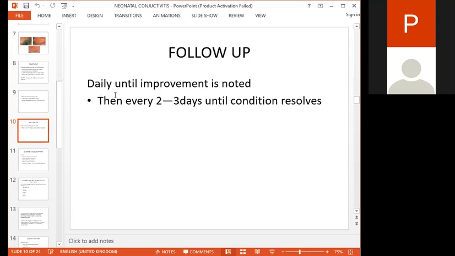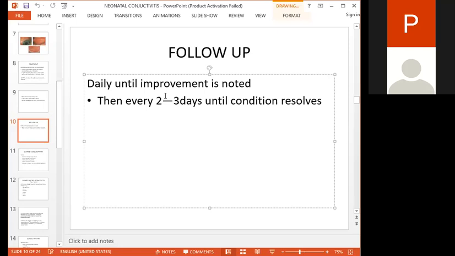Follow up daily until improvement is noted, then every 2 to 3 days until the condition resolves. This has been put there as a precaution for the child. This is not a patient you start treatment and send home. At least for 2-3 days, they must be in the hospital if you can afford, so that you see them every day.